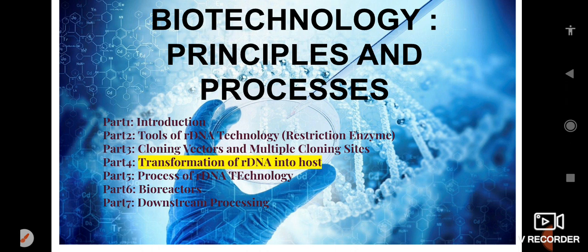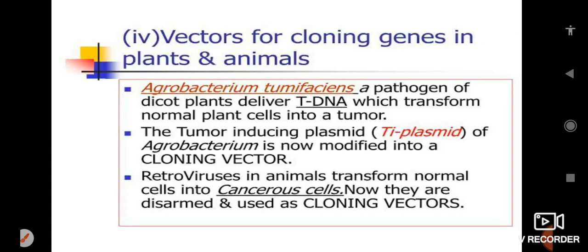Now, the last but the most important part is I need to have a host that I have already told you in my previous video. So now, once I have a multiple cloning site, these cells need to be transformed into a host. So when I talk about hosts, they are the vectors for cloning genes in plants and animals.